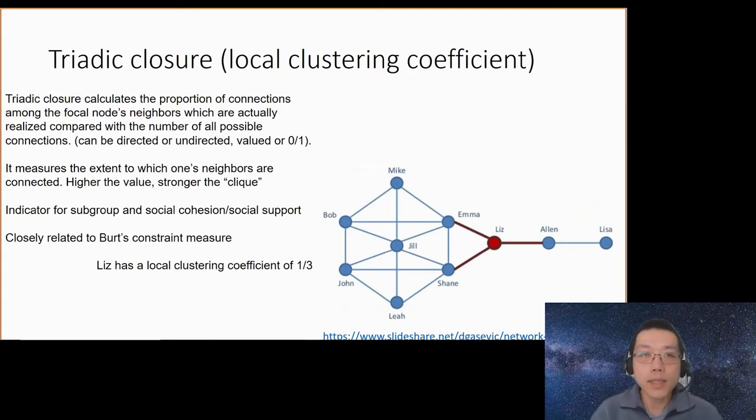Okay. So the last concept is called triadic closure. Triadic closure calculates the proportion of connections among the focal node's neighbors which are actually realized, compared with the number of all possible connections.